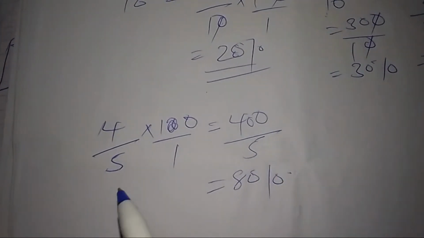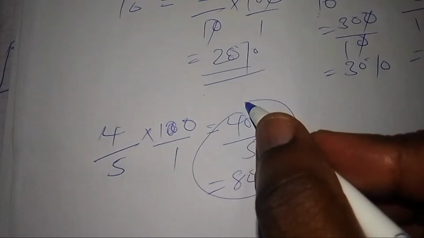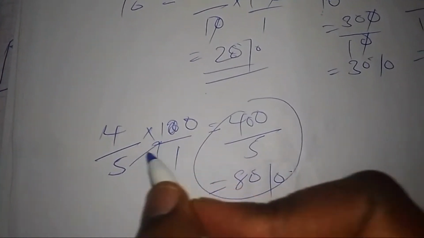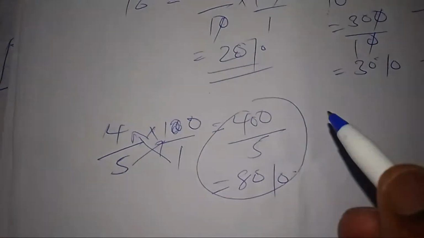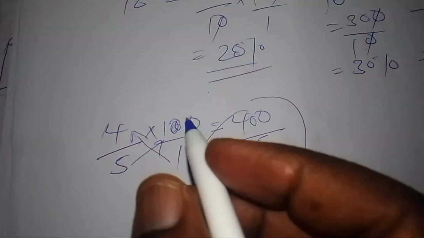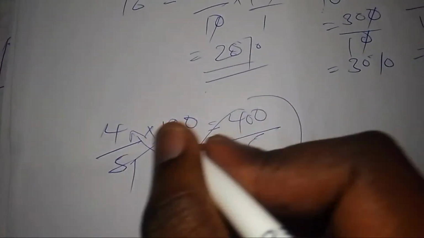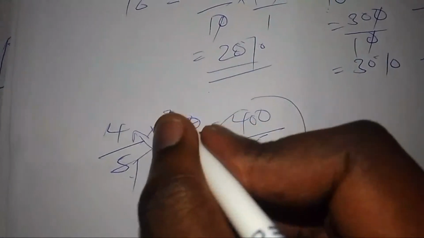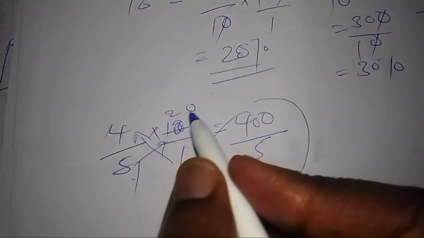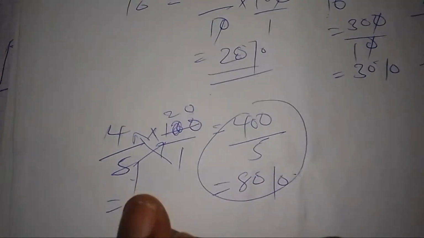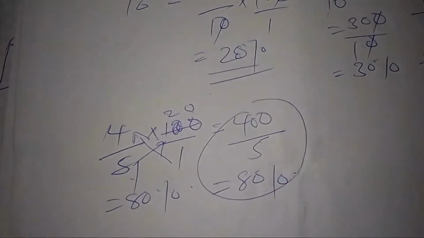We can also do the cross multiplication, whereby we say 5 goes into 100 how many times? 20. Then just take 4 multiplied by 20, and the answer becomes 80%.